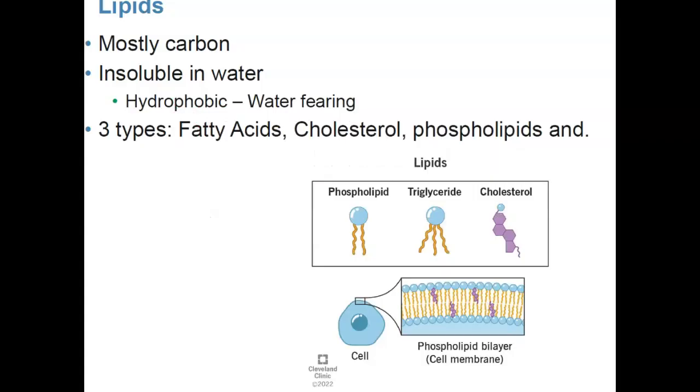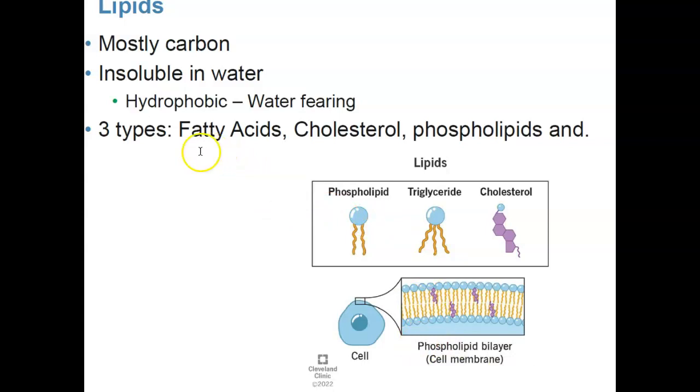Fat does not dissolve in water. It is hydrophobic, water-fearing. And this actually makes a great membrane. When we talk about the cell membrane, we'll talk about the lipids being insoluble and preventing water from crossing through, and anything water-soluble. That means glucose, that means ions, and actually it means proteins as well.